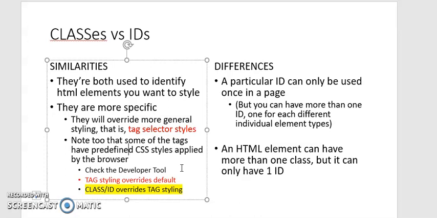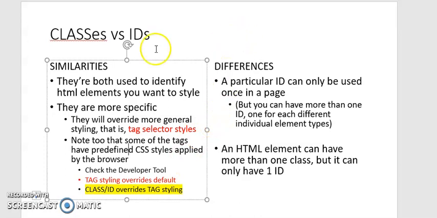So there's a default style applied by the browser. But if you use a tag selector, that tag selector will override the default. And then if you use a class or ID selector, this will override the tag selector.